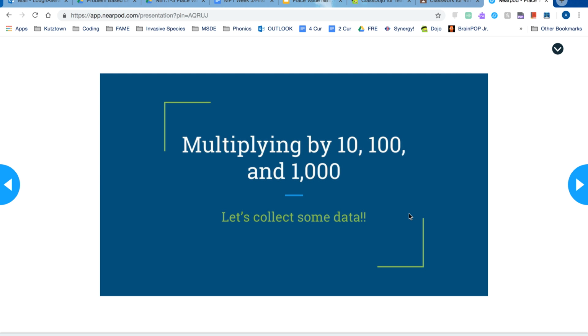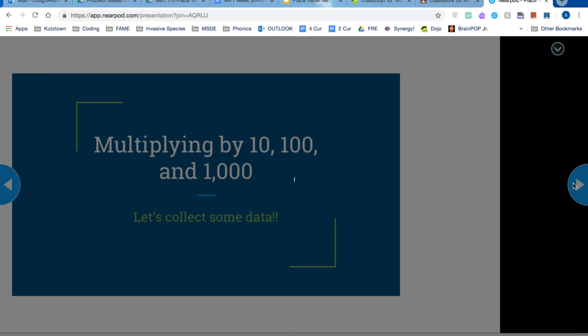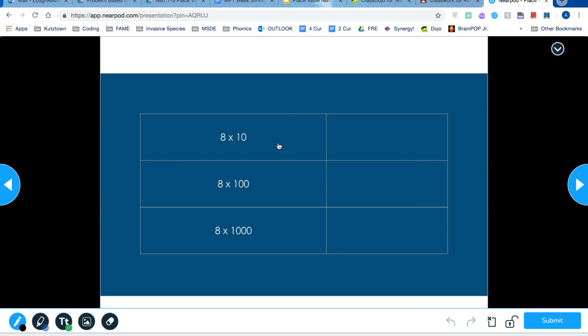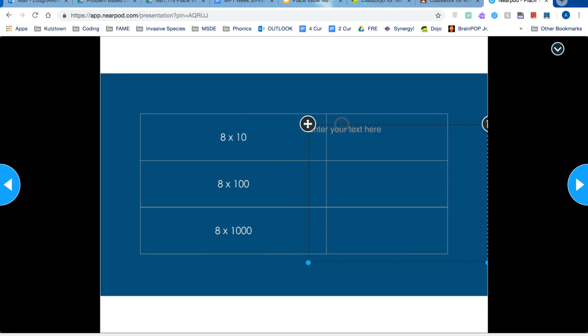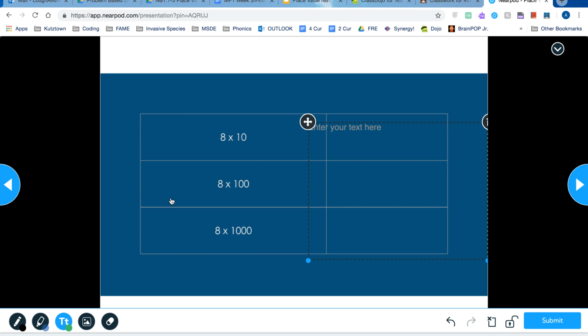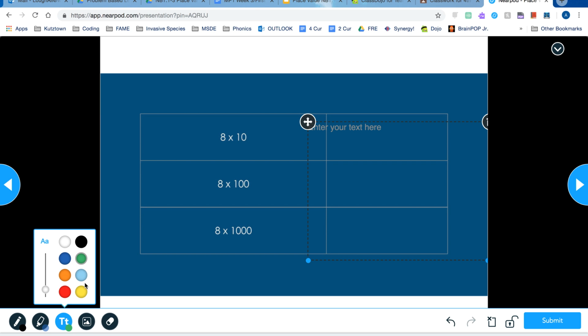So we are going to continue collecting some data. We are looking at 8 times 10, 8 times 100, and 8 times 1000. Let's go ahead and we'll put in 8 times 10. Most of us know that 8 times 10 is 80. Let's change my color, make it a little bit larger. So 8 times 10, I know, is 80.